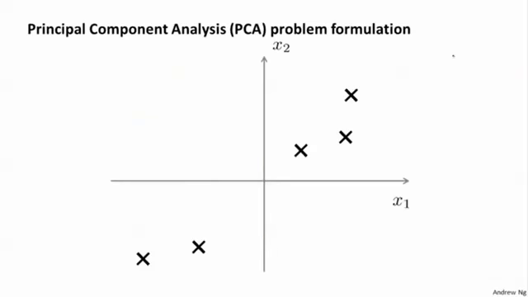Let's say we have a data set like this. So this is a data set of examples x in R2, and let's say I want to reduce the dimension of the data from 2-dimensional to 1-dimensional. In other words, I would like to find a line onto which to project the data. So what seems like a good line onto which to project the data? It seems like a line like this might be a pretty good choice.